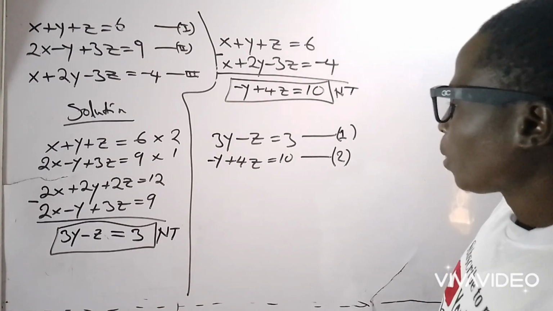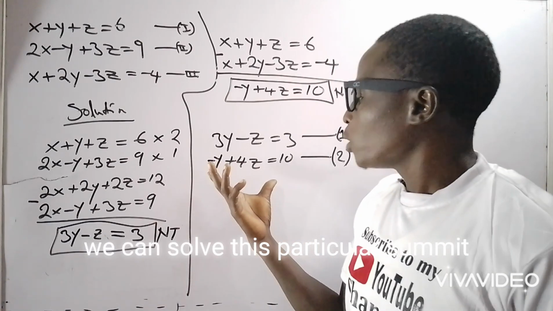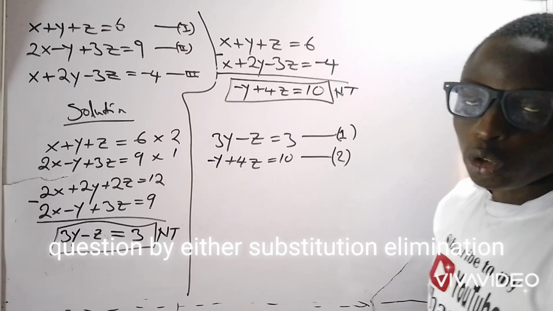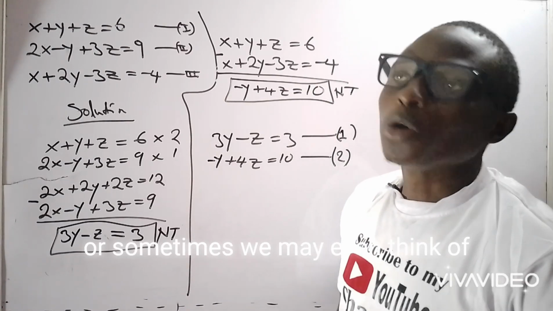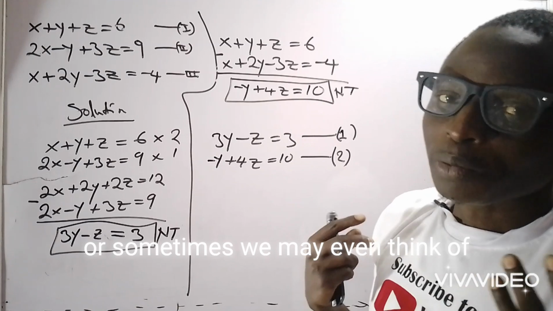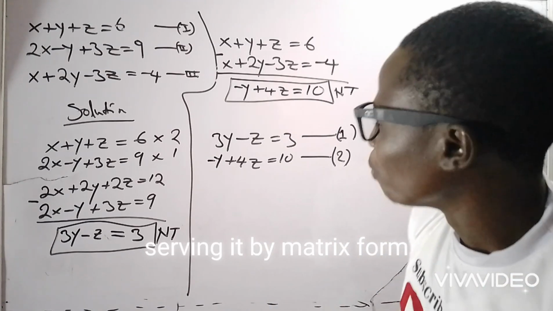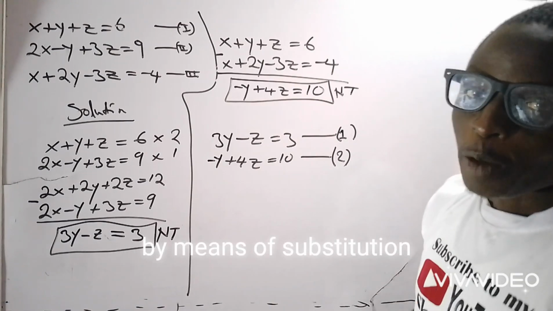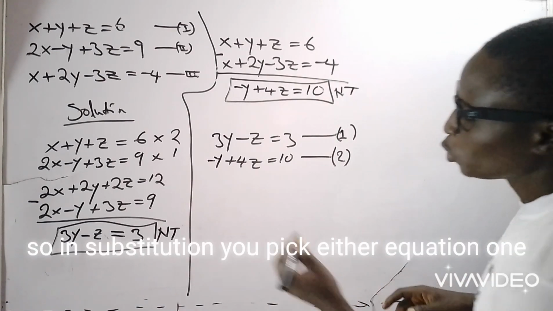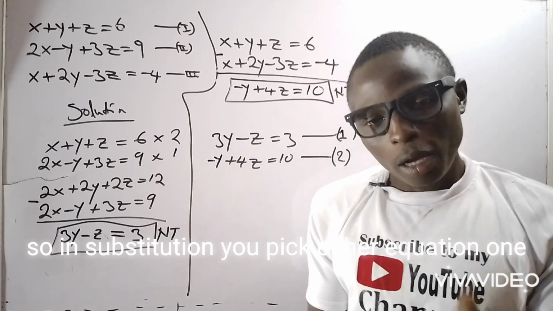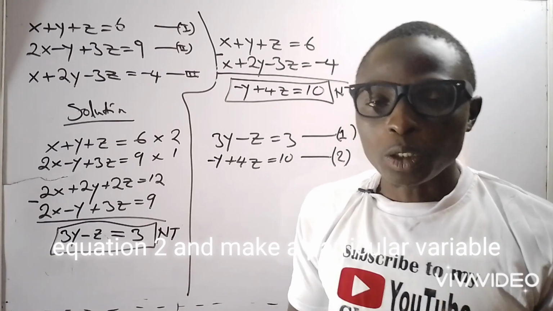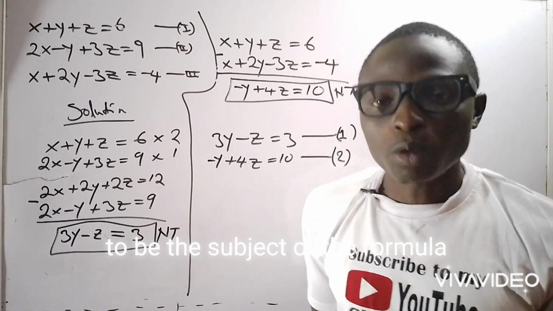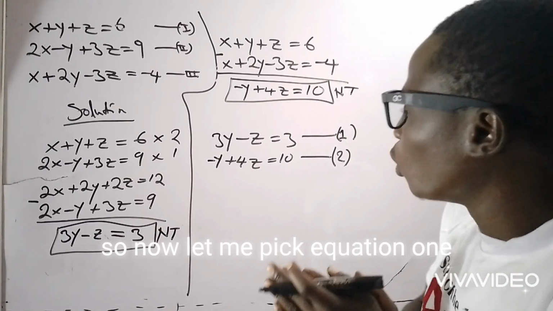So we can solve this particular simultaneous equation by either substitution, elimination, graphical, or sometimes we may even think of solving it by matrix form. Let me solve this by means of substitution. In substitution, you pick either equation 1 or equation 2 and make a particular variable, either the first or the second, the subject of the formula. So now let me pick equation 1.